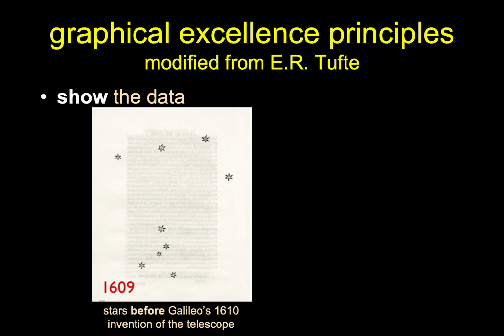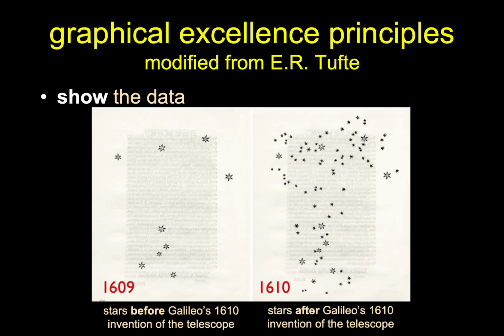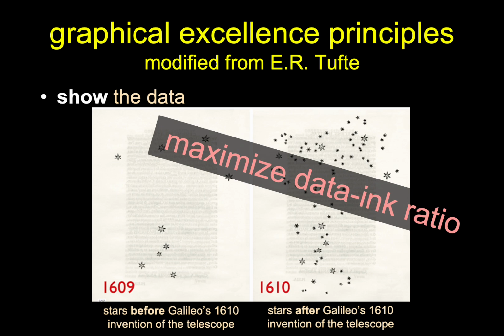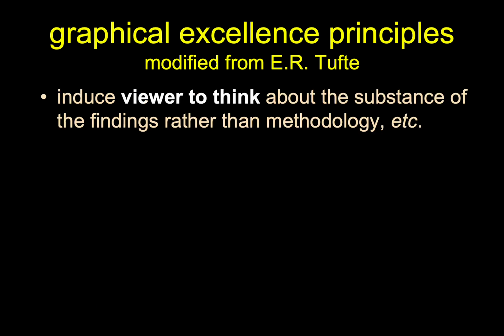After he made his telescope, this is what he could see, right? So this is a lot more information. And so this is maximizing the data to ink ratio, maximizing the data to space ratio. And we're getting a lot more insight from the figure on the right than on the left.